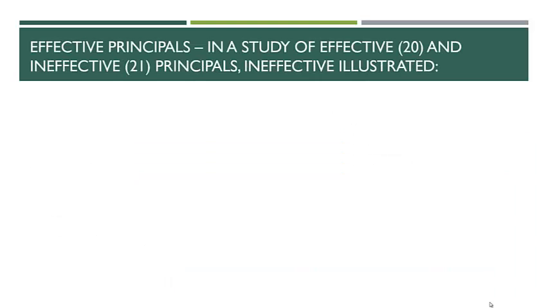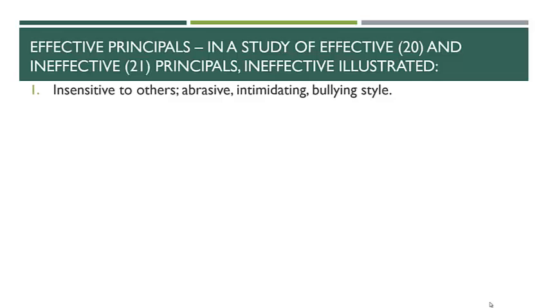So what makes an effective principal then? In a study of 20 effective and 21 ineffective principals, the ineffective principals had the following characteristics. Okay, so notice what we're looking at here. This is somewhat negative compared to what we usually look at in studies. These are the negative characteristics that were found to be with ineffective principals. Number one, they were insensitive to others, abrasive, intimidating, and bullying. I'm not going to get into politics here, so we will leave that one out of it.